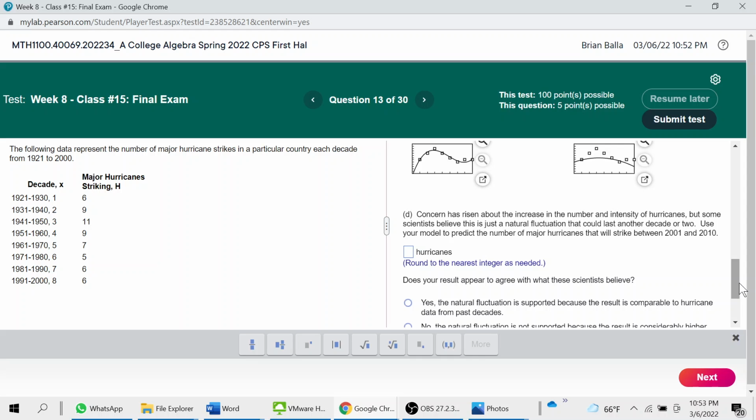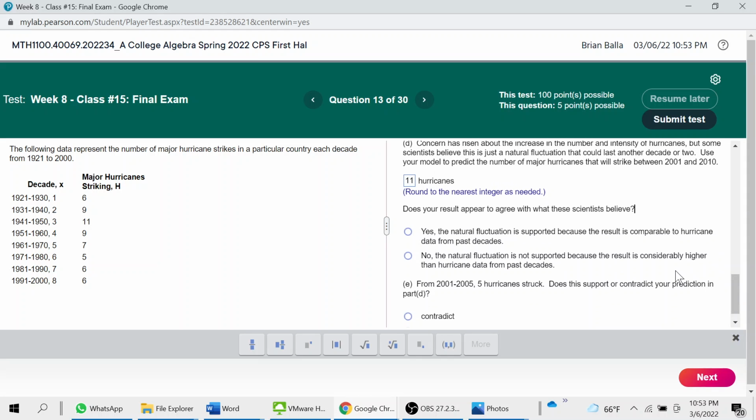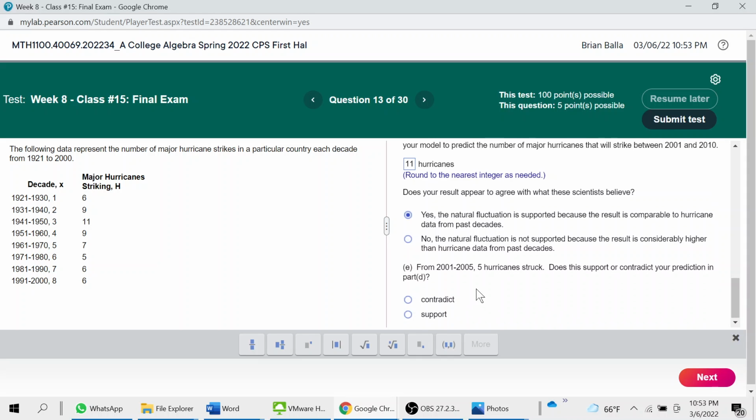Use the model to predict between 2001 and 2010. 2001 to 2010 will be x equals 9. So that is 10.747. Round up to the nearest integer, it's 11. Compare this result to what the scientists believe. Basically, support the curve? No, it's not that high. Okay, this is consistent. This contradicts it because we got 11, and if it says 5, then it contradicts it.